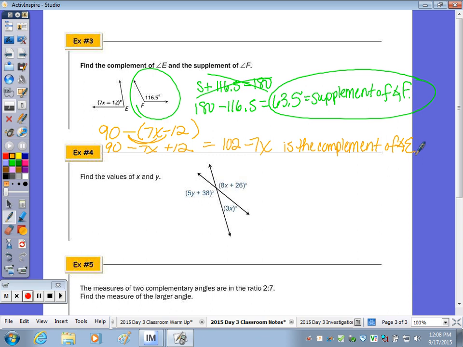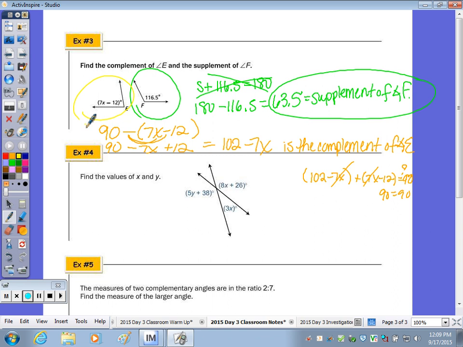If you wanted to check it real quick, does 102 minus 7x plus 7x minus 12 equal 90? What happens to the negative 7x and positive 7x? They cancel. 102 minus 12 is 90. It checks. So the complement of an algebraic expression is going to be another algebraic expression.